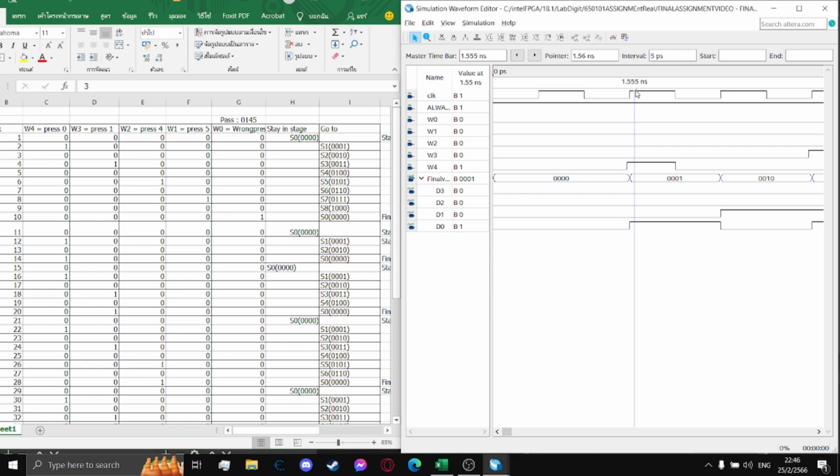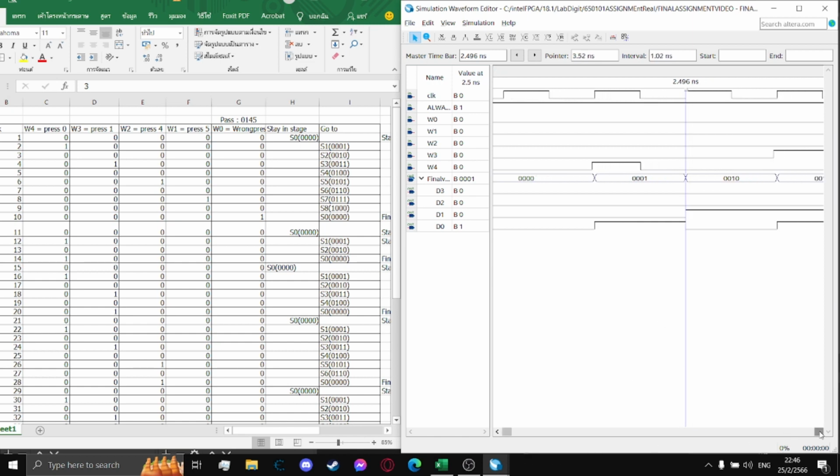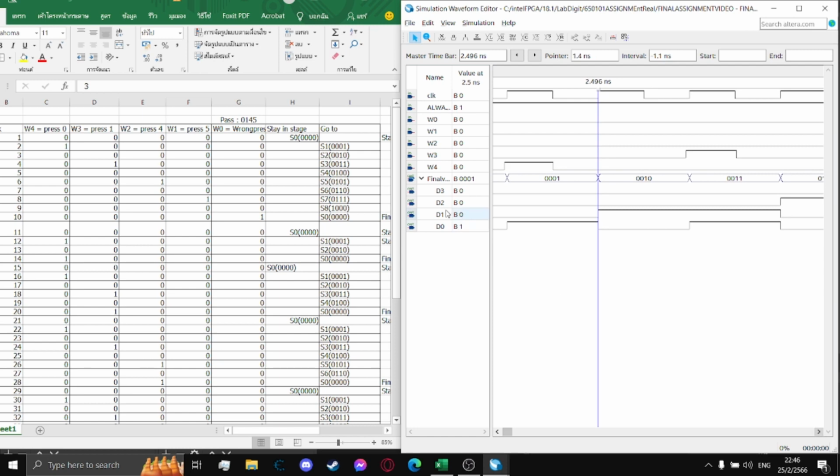In clock 3, if you do not hold the button, then they will go to state 3 immediately. Then clock 4 is press 1, then they will go to state 3 immediately, like this. 0 0 1 1 0 0 1 1.